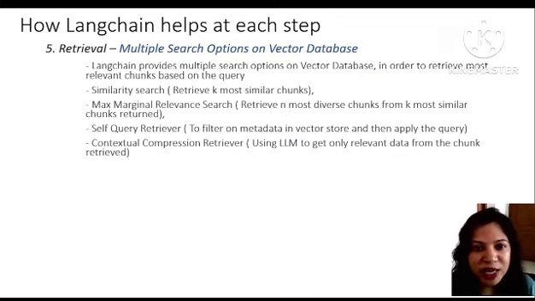Then we have the self-query retriever to filter on metadata in the vector store and then apply the query. And finally, we have the contextual compression retriever using LLM to get only the relevant data from the chunk retrieved. Otherwise, it will pass on the whole chunk. And if you just want to shorten the length of the relevant data which has been retrieved, you use this particular retriever.